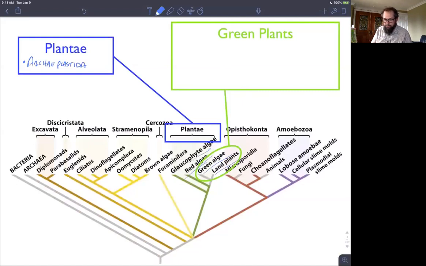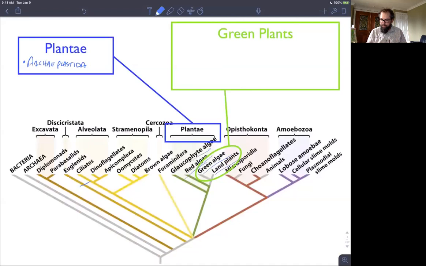Archaeplastida is actually a name that refers to the synapomorphy, or the shared derived character that makes a plant a plant. And so you should ask yourself, what is it that makes a plant a plant? If I was in class with you today, I would be asking you for responses, and the first response that I often get is they photosynthesize. And that's absolutely right. Plants do photosynthesize, but there are other lineages that photosynthesize. So while plants photosynthesize, the glaucophyte algae, the red algae, green algae, and land plants, there are other groups that photosynthesize.